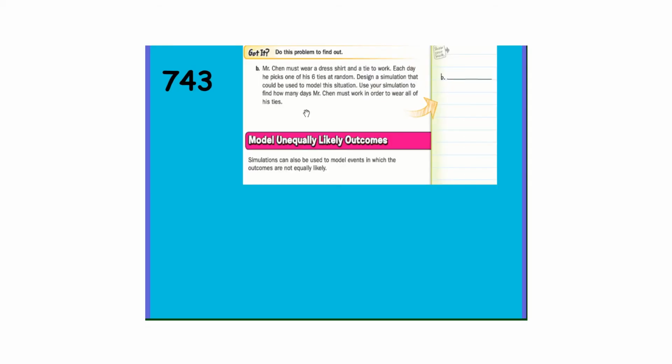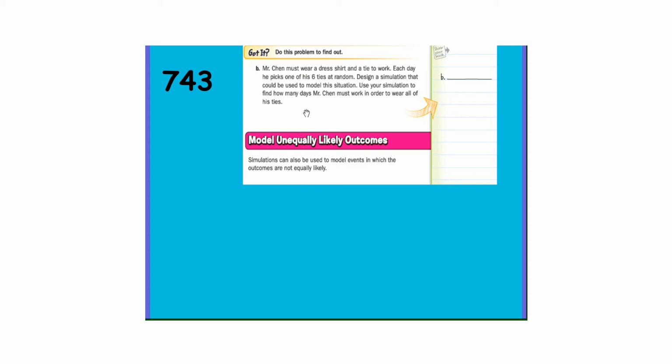Okay, part B. Mr. Chen must wear a dress shirt and a tie to work. Each day he picks one of his 6 ties. Design a simulation that could be used to model this situation. Use your simulation to find out how many days he must work in order to wear all of his ties.